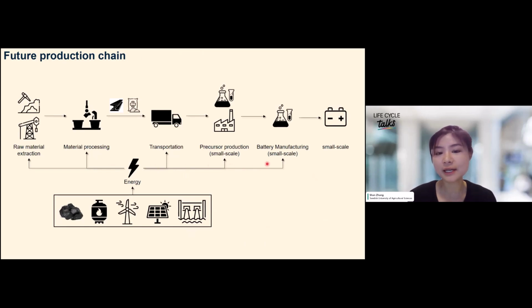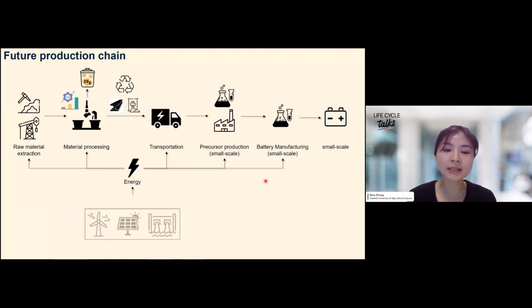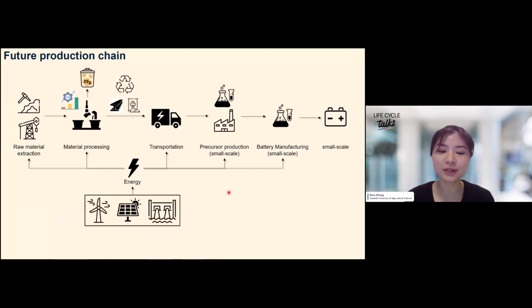Many production processes along the life cycle will change in the future. For example, the transportation sector will be electrified, more materials will be recycled, and efficiency of material and energy in some processes will increase. CO2 capture and storage technology might be implemented in some sectors. And the energy source will be greener.